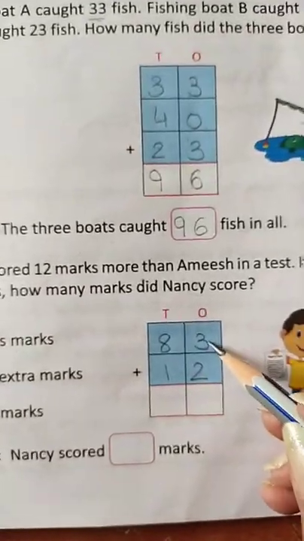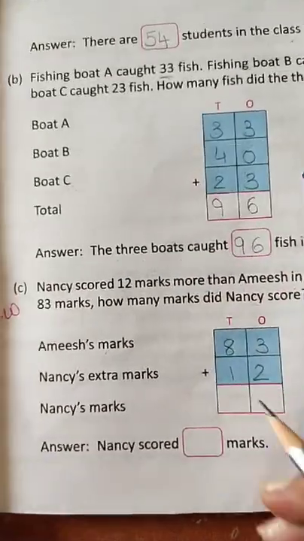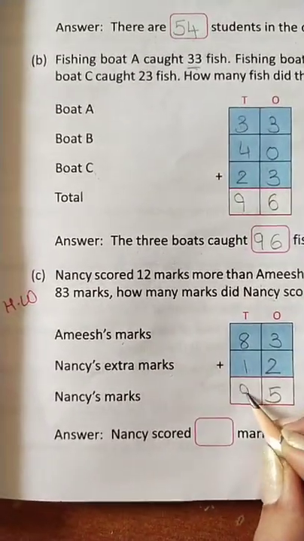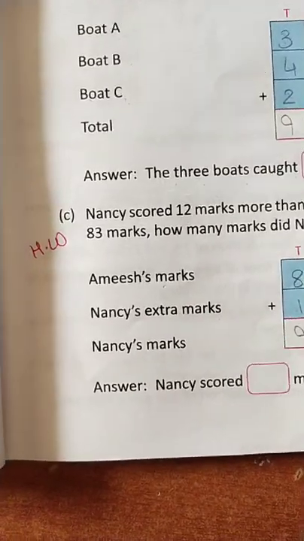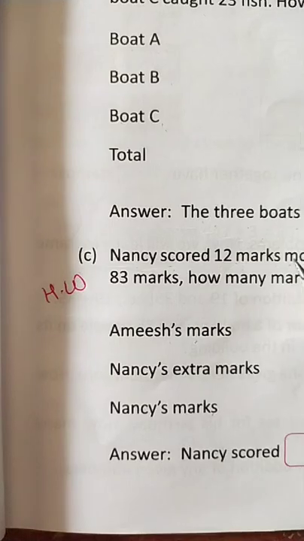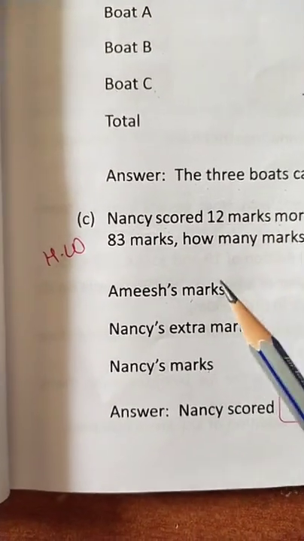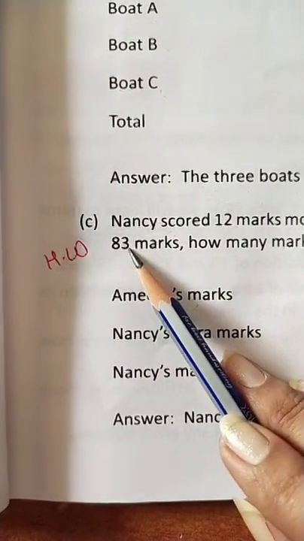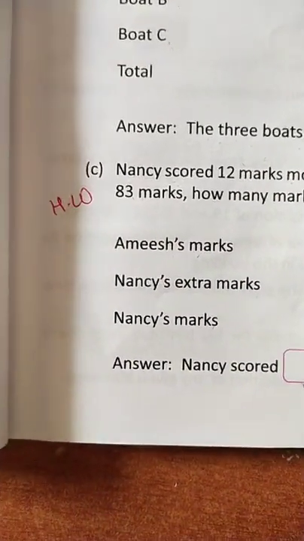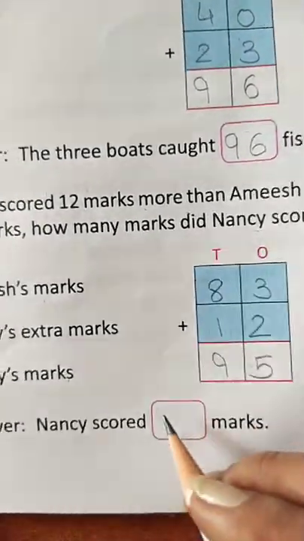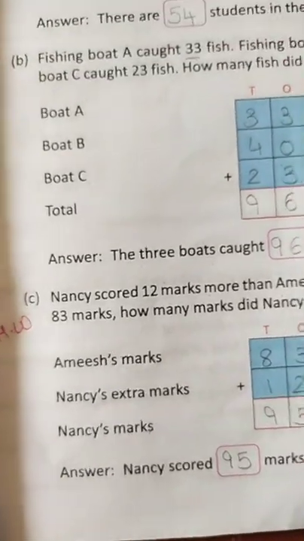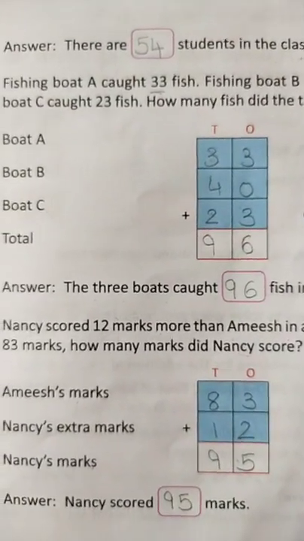Okay. Now when we add 3 plus 2, 3, 4 and 5. And 8 plus 1 is 9. Okay. So we got 95. Now this is Nancy's marks, because here it is mentioned that Nancy got 12 more marks than her. So we will have to add 12 marks to this, and the answer we get will be Nancy's marks. So Nancy scored 95 marks.